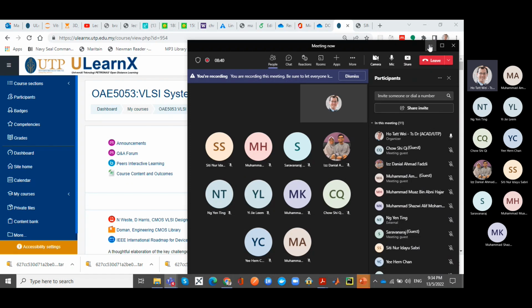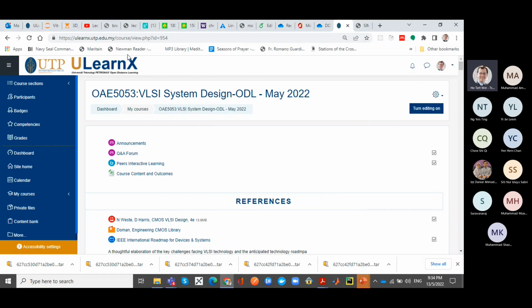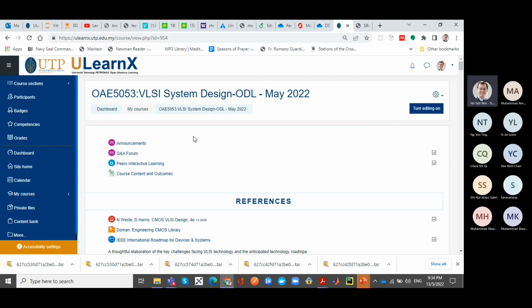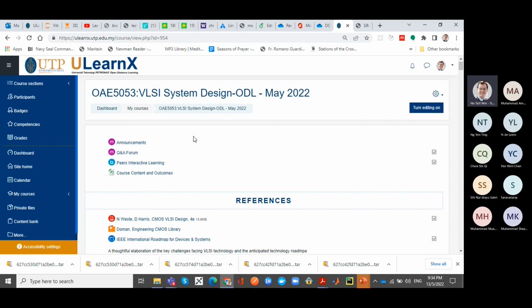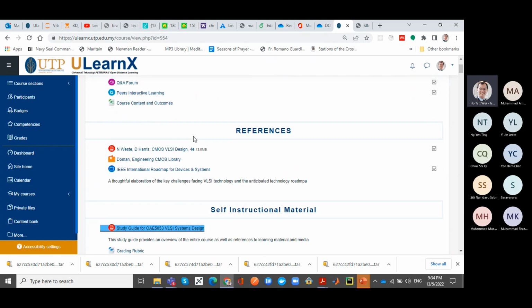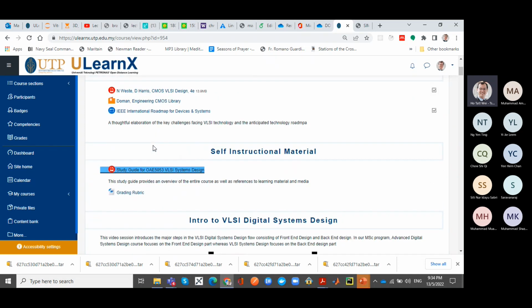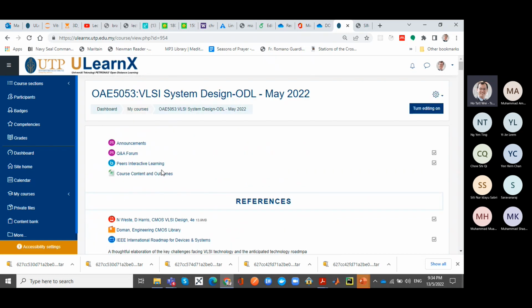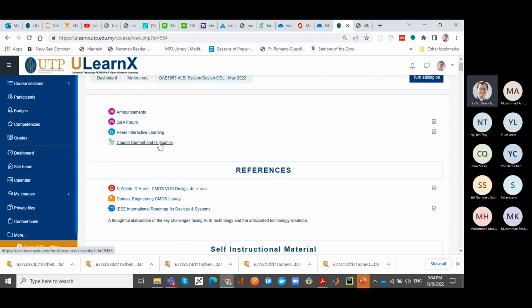This is what you would see on ulearnx.utp.edu.my. For some of you, we're still working on your registration and enrollment, so you won't be able to access this yet, but you can get it through your friends, or let me know and I can pass you what I'm able to. For example, I've distributed this textbook as well as this study guide. This is our website, where you can click and see the whole plan of the course.